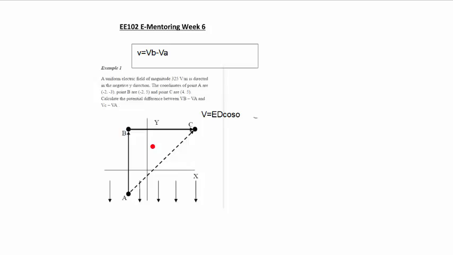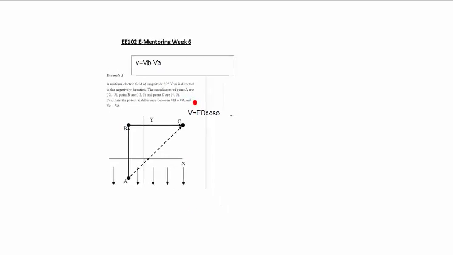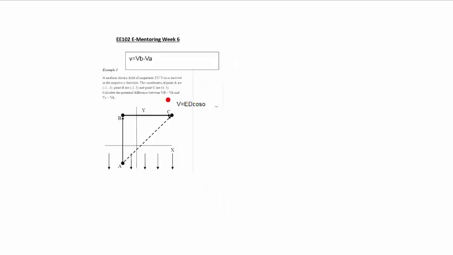Now it is asking us to calculate the electric potential, and like what I have stated in this formula, E D cos theta is the main formula that we will be using. Now if you look at VB minus VA, this is known as the change in V, which is the potential difference. We can find it by minus E D, minus E S, or E D cos theta.